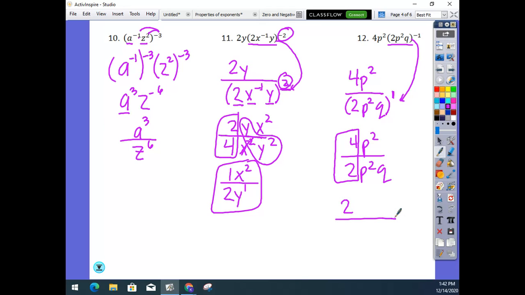I'm dividing both of these by 2. Technically, it would be 2 over 1. P squareds cancel, and the q is left on the bottom. You don't need the 1. You could just write it as 2 over q, and that's fine also.